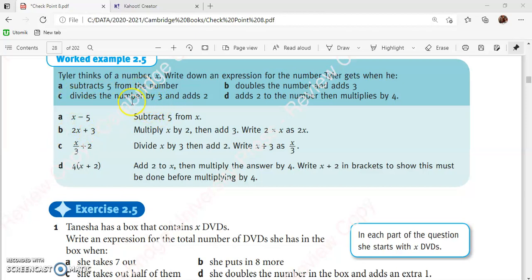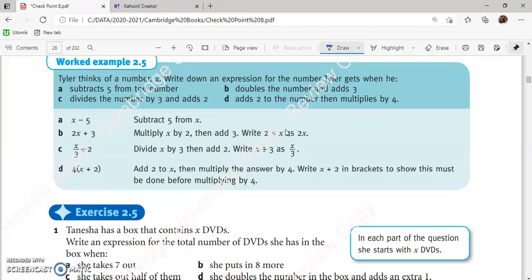Next, divide the number by 3 and add 2. So you divide x by 3. You may use a fraction form. So it's x over 3 plus 2. Okay, and then the next one: add 2 to the number first. Since the number is x, it's x plus 2.